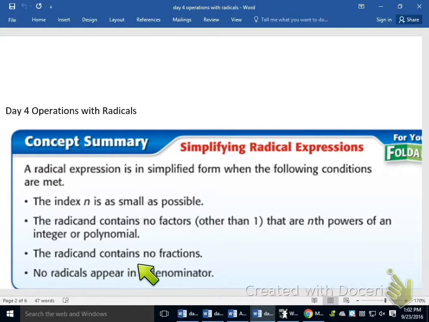The radicand contains no fractions, and the reason why that's so important is because of this last one. That means that you would have an irrational denominator. No radicals appear in the denominator. That's the big two. We'll be talking about those a good bit today and tomorrow.